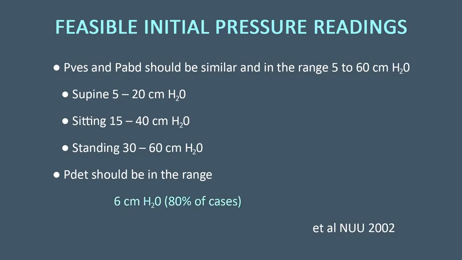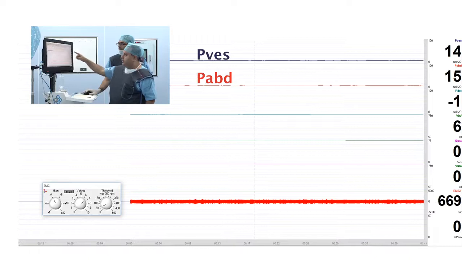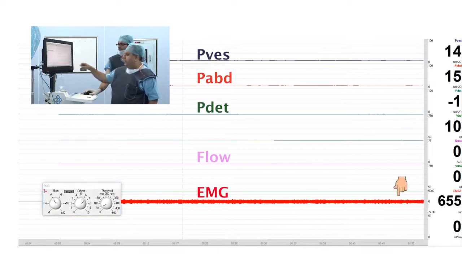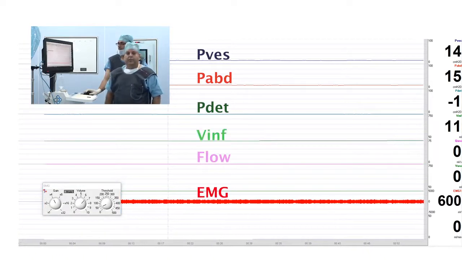At the start, detrusor pressure should be in the range of 0 to 6 centimeters of water. We can see that these pressures are fine because the patient is in semi-recumbent position. This line is representing the detrusor pressure, and then we have the flow line, and then this is the EMG. We will now fill the patient with 30 cc and then make him cough for quality control.